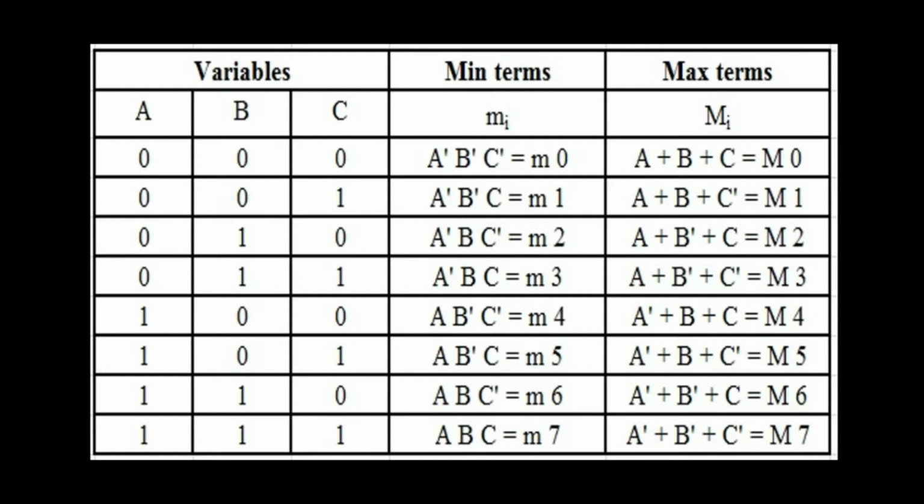Suppose we check the value of M6: 1, 1, 0. So 1 indicates A dash, another 1 indicates B dash, and 0 indicates C. So we find the summation A dash plus B dash plus C equal to M6. Likewise for M7, 1, 1, 1, it is A dash plus B dash plus C dash in terms of max terms. Those who have doubts about min terms can watch the SOP, sum of products video.